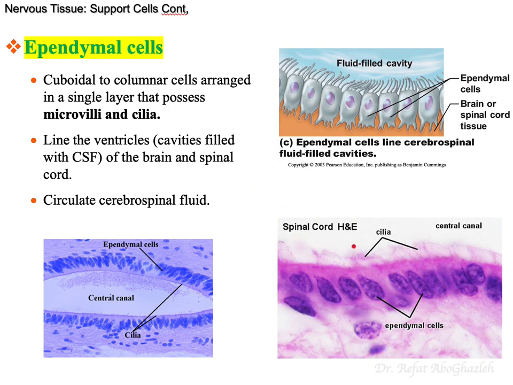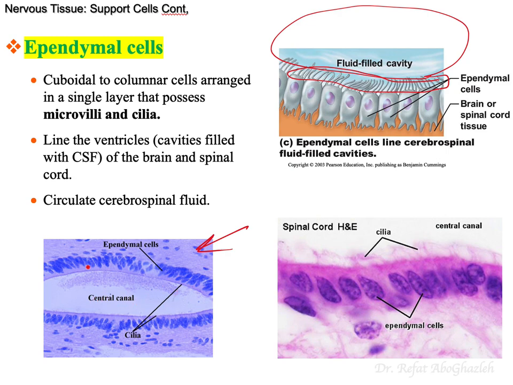Okay, other than the astrocytes and the microglia, we have ependymal cells. Look at this row of cells. These are cuboidal to columnar in shape, arranged in a single layer, and of course they have microvilli, or let us say cilia here, and here we have CSF, cerebrospinal fluid. There is a cavity here.